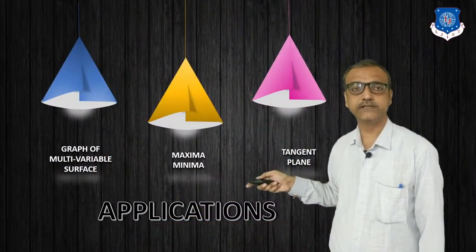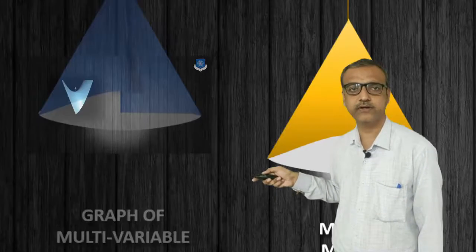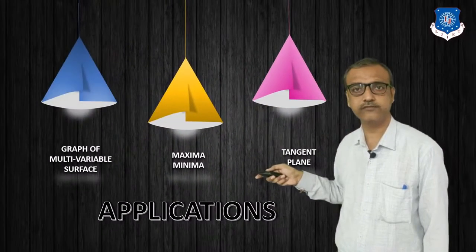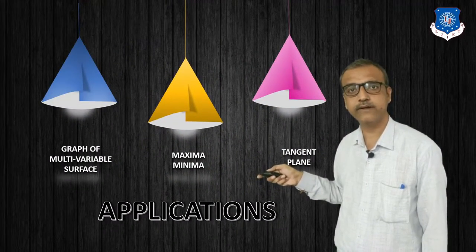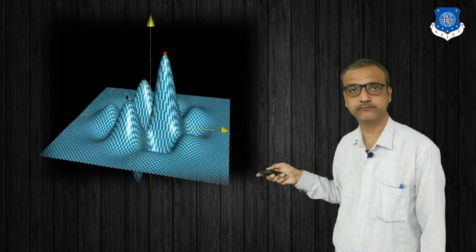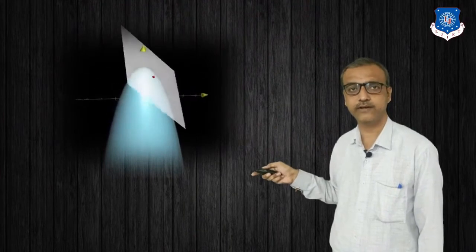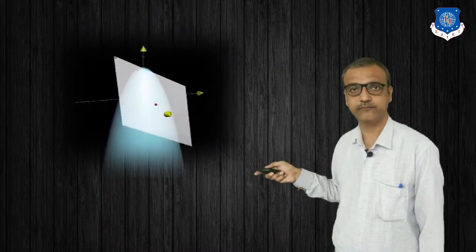Now these are some applications of partial derivatives. First one is the graph of multivariable surface. This is the graph of a multivariable surface. Then we have second application, that is maxima and minima. This is the example of maxima and minima. Then we have third application, that is tangent plane. You can see tangent plane.